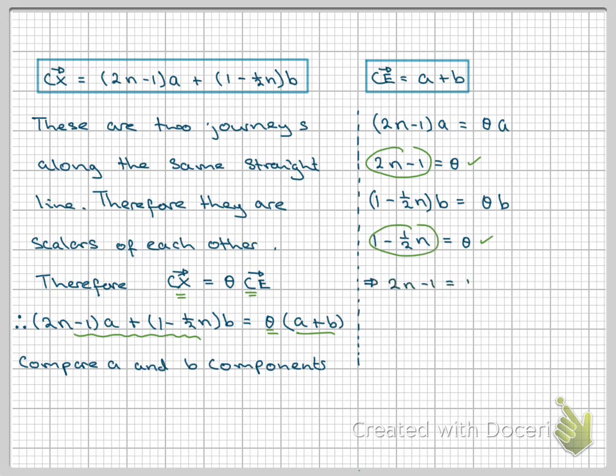2n minus 1 will equal 1 minus 1 half of n, times that through by 2 to get rid of that half. I get 4n minus 2 equals 2 minus n, adding n to each side, adding 2 to each side, and dividing by 5, n equals 4 over 5. That means that the ratio of that line is in the ratio of 4 to 1, 4/5 to 1/5. So n is equal to 4.